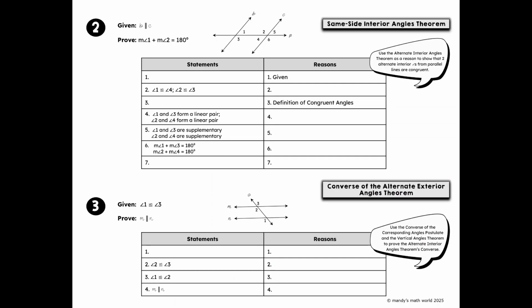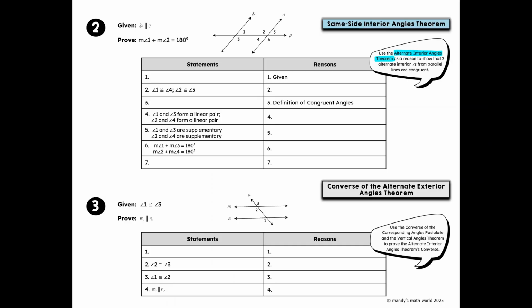In example number 2, we're going to prove another theorem. We're going to prove the same side interior angles theorem, and we're going to use the alternate interior angles theorem as a reason to show two alternate interior angles from parallel lines are congruent. Now, I've actually seen this proof written differently with maybe not so many steps, and I kind of like that shortened version better, but I also like this one. It's all a thought process, right? Each statement, what logically makes sense to go from each statement to the next. And so let's see if we can make sense of all of this.